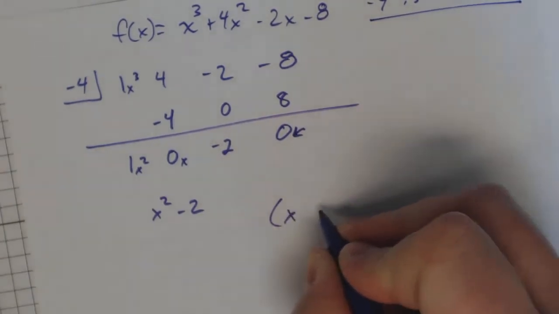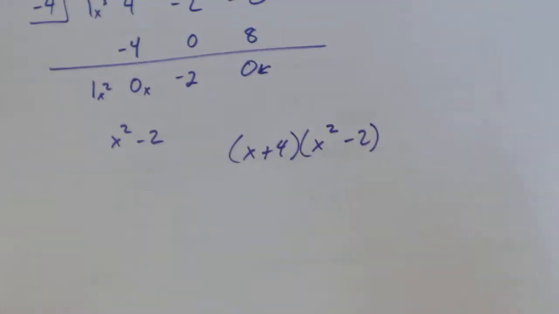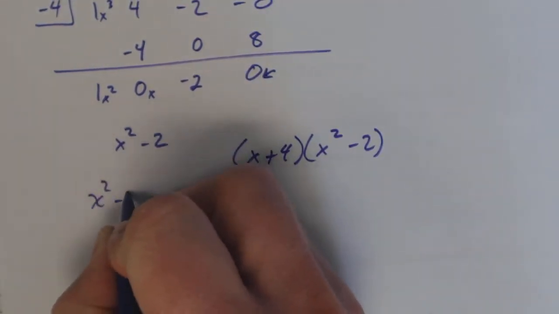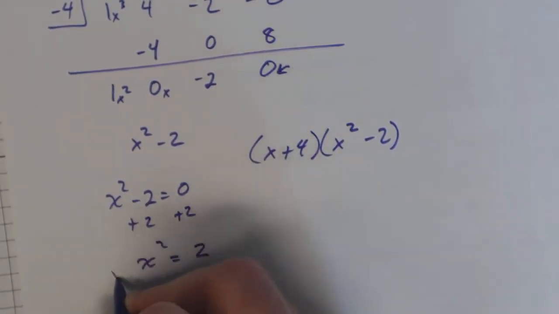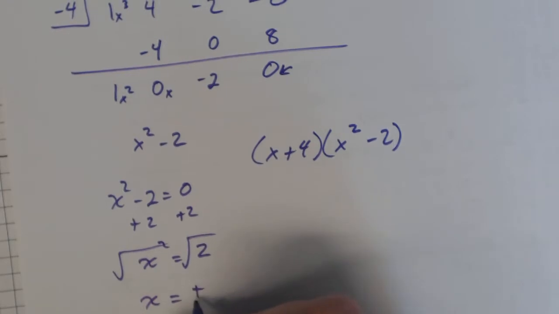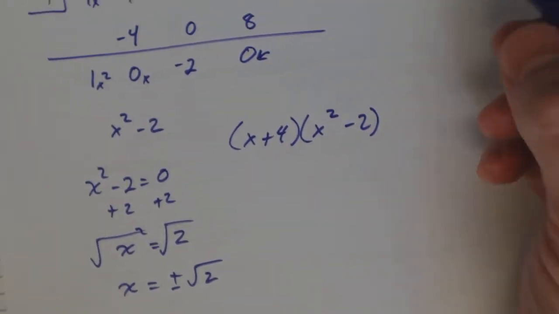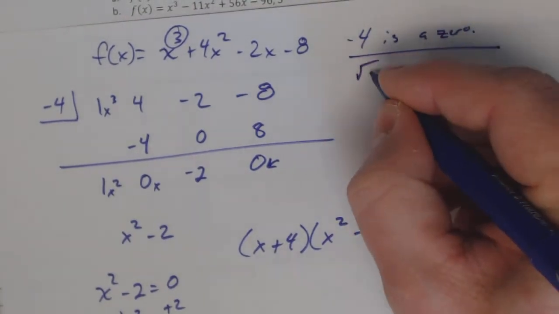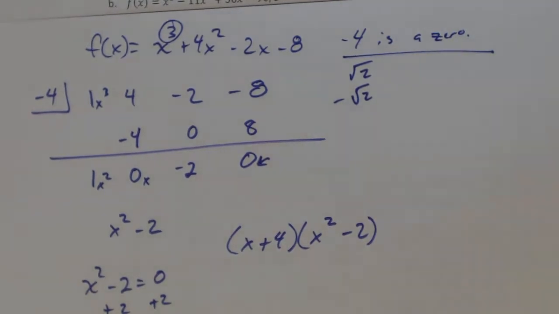So here's what you know. X plus 4 times x squared minus 2 is your factored form. So I'm going to take this quadratic here, set it equal to 0, solve it out. I'm going to add 2, take the square root. When I take the square root, I automatically do plus or minus, and I get plus or minus square root of 2. So it's a power of 3, so I should have no more than 3 zeros. In this case, I haven't accounted for the positive square root of 2 and the negative square root of 2. So there's my 2 other zeros.